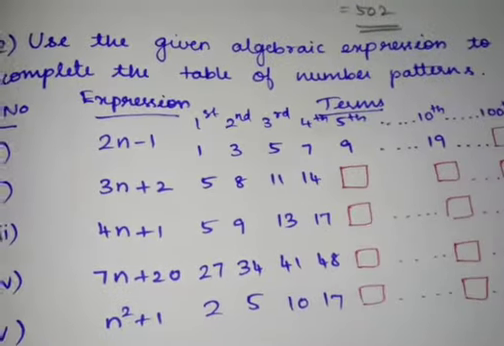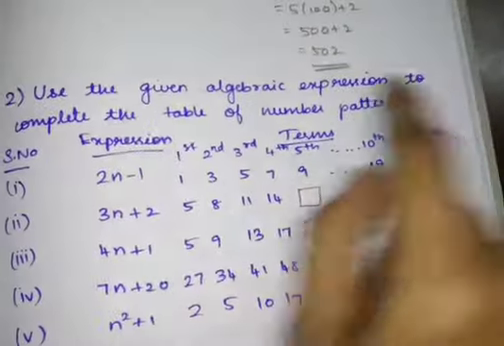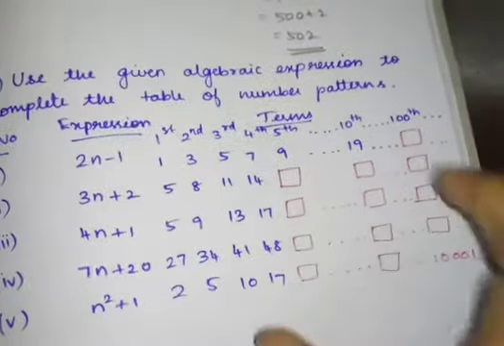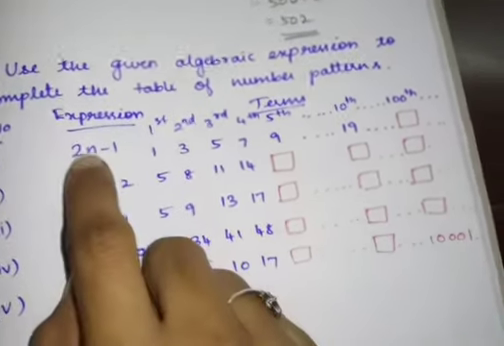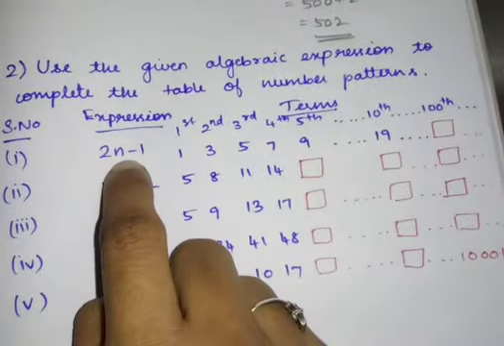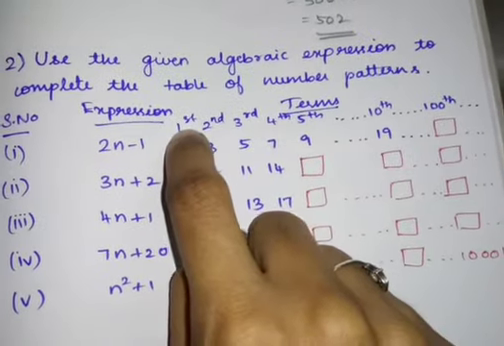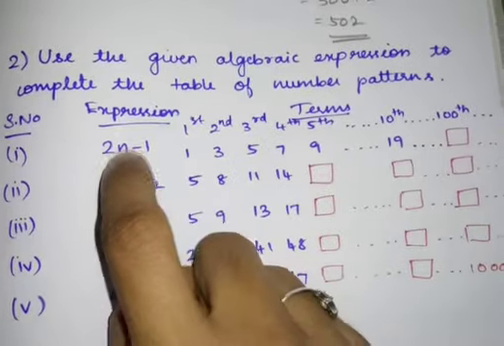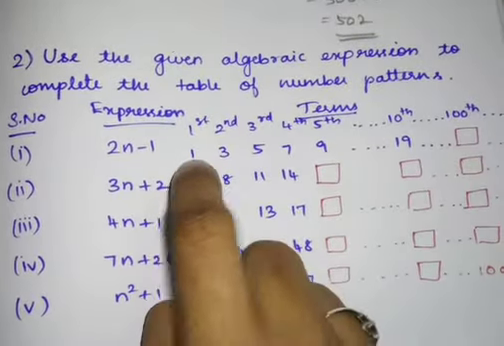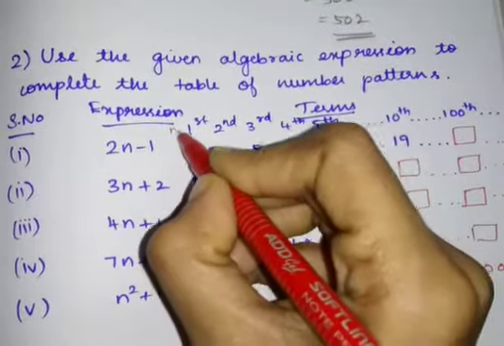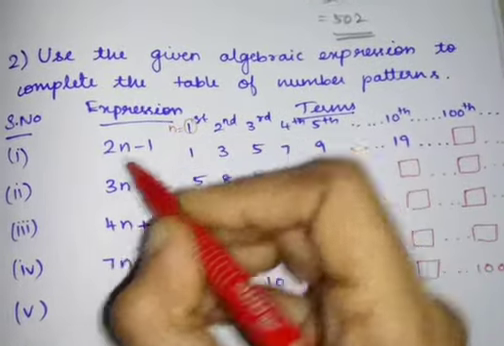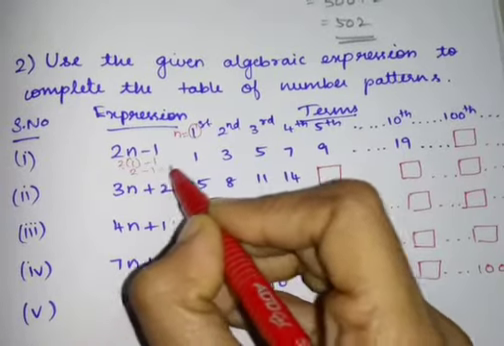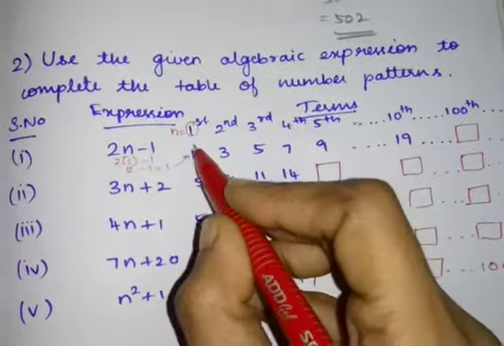Next page it will be. Use the given expression to complete the table of the number pattern. See, we have to complete this table. The expression is given. The values of this n variable is given. When n is equal to 1, this is the value of the expression. When n is equal to 1, if you substitute here 2 into 1 minus 1, 2 into 1, 2 minus 1 is nothing but 1. So you got the value of the expression as 1.